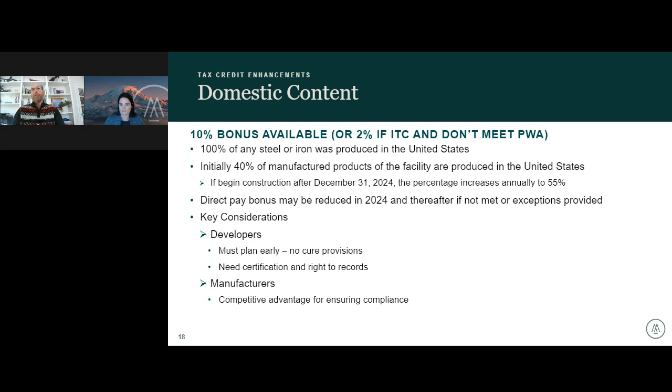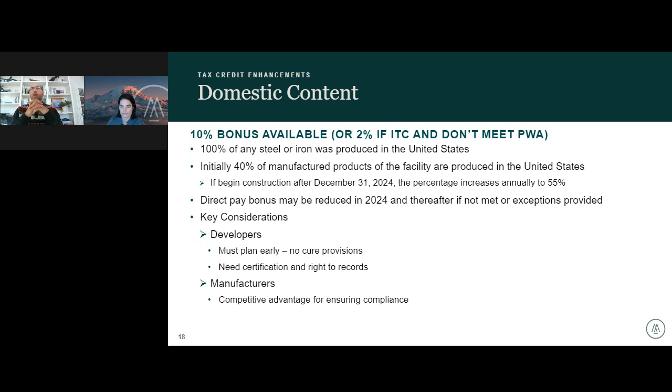But that bonus is a 10% bonus, as we talked about. You can actually still get a bonus if you don't meet the prevailing wage and apprenticeship requirements, but it's reduced substantially down to 2%. So you lose your 5 times multiplier that you would have received for getting the 6% to the 30%. You also lose the 5 times multiplier and get 2%. Or you're exempt, and the exemption is for projects less than 1 megawatt in size.